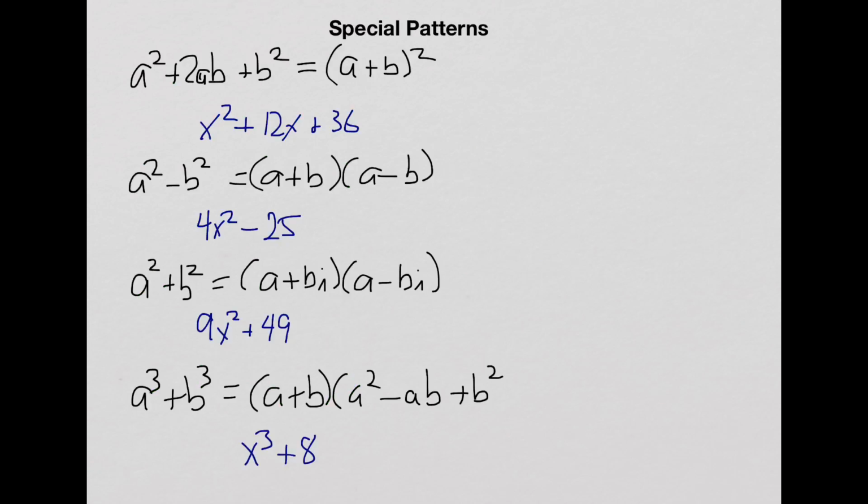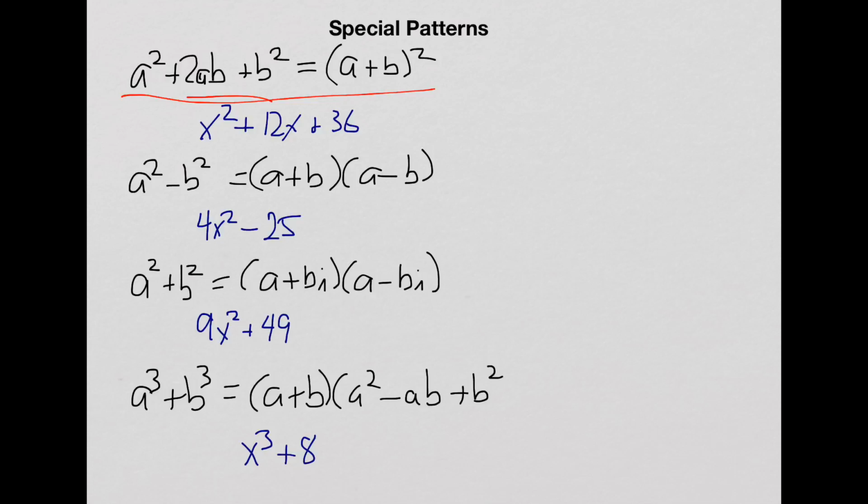We have some special patterns that help us out when you do these. These are ones that show up a lot, so if you have these memorized, it can speed up time on factoring sometimes. If you don't, you can just keep plugging away with guess and check if you need to. The first one we looked at when we were completing the square is this one, a squared plus 2ab plus b squared equals a plus b squared.